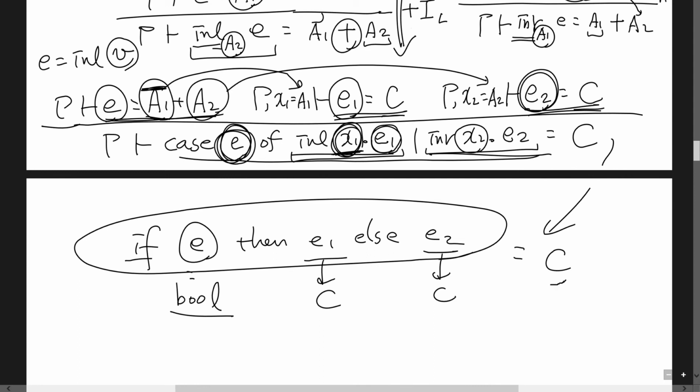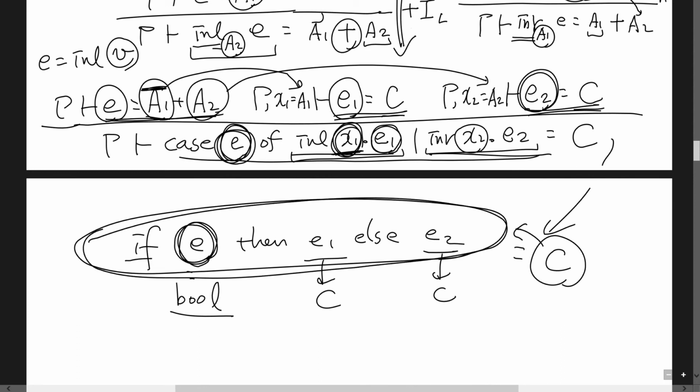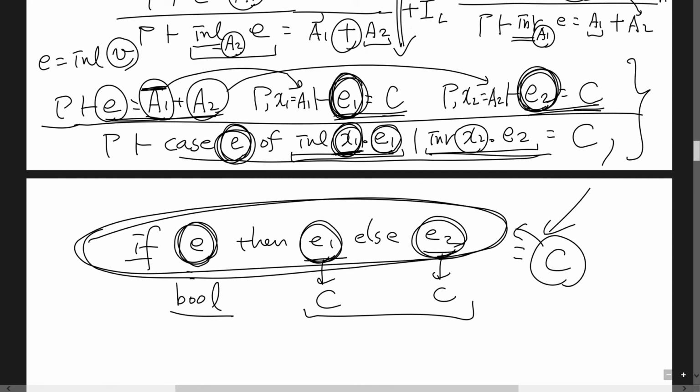assign a unique type C to the whole if then else expression, simply because at runtime, until we actually reduce this expression, so before runtime, we don't know which branch, this one and this one, will be taken at runtime. So therefore, both expression E1 and E2 must have the same type. For the same reason here, we require that these two expressions, E1 and E2, should have the same type C here.